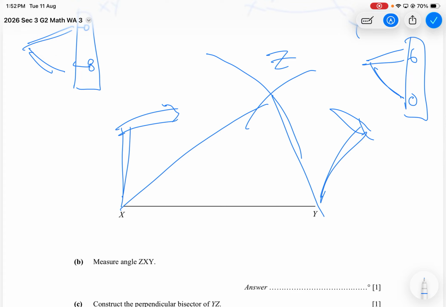Measure angle ZXY. Some of you measure the wrong angle. ZXY, you must measure this angle. Some of you measure angle Y, then it is wrong already. If you construct it accurately, you should get 37. But we accept from 36 until 38.